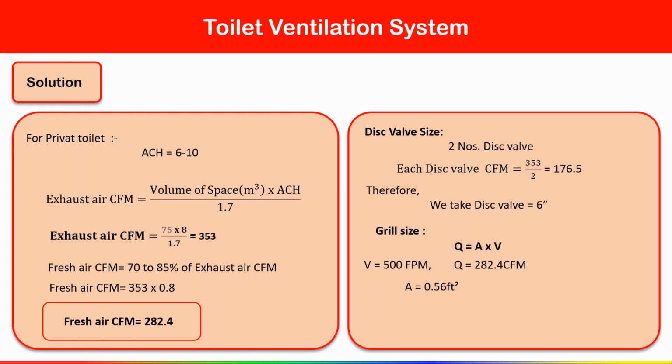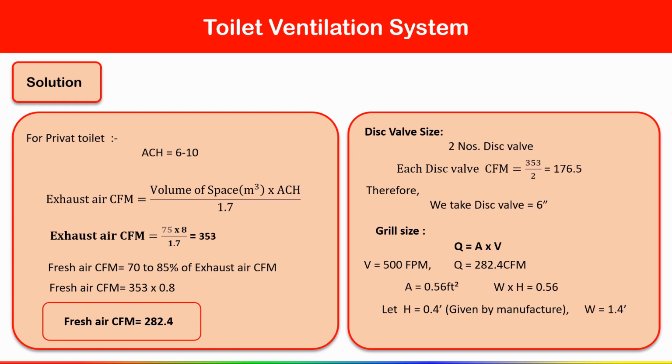Now here, which shape of grill do you want? If you want to place a rectangular grill, then we know that area of rectangle is width into height, equal to 0.56. Suppose I assume a height of 0.4 feet, because this height will be given by the manufacturer only. They will provide that much height of grill, because we don't know how much height of grill the manufacturer has manufactured. So this detail will be given by the manufacturer only. Suppose they give you a 0.4 feet height grill.